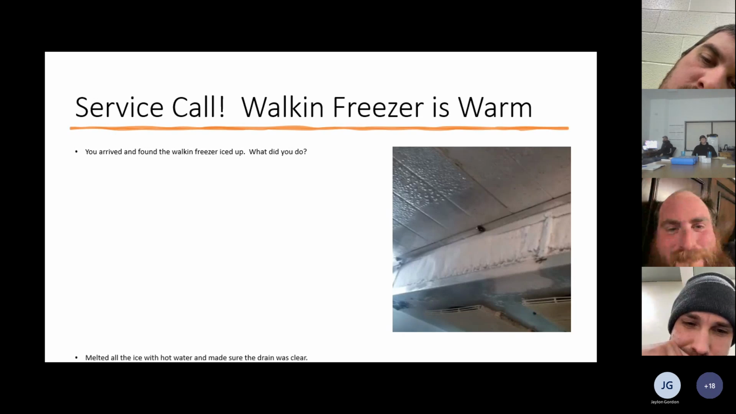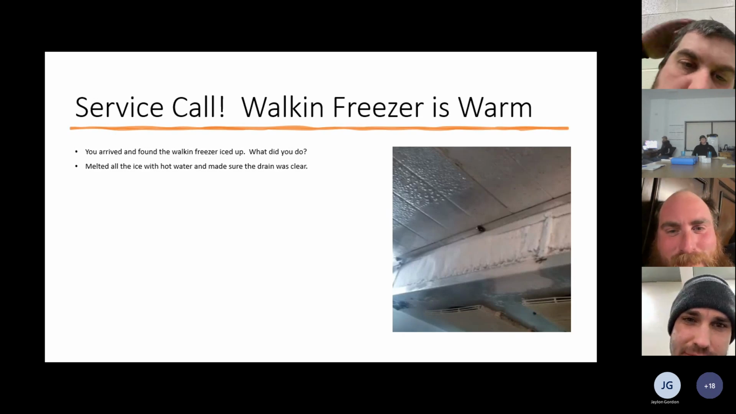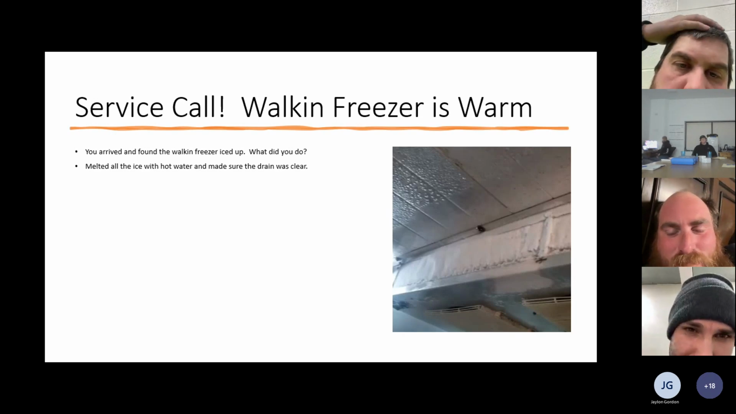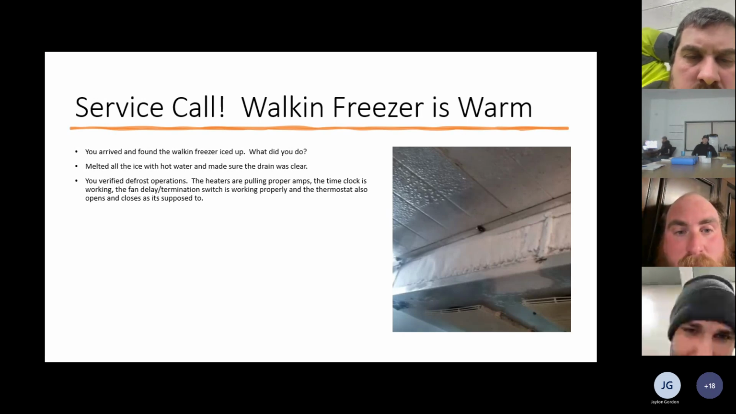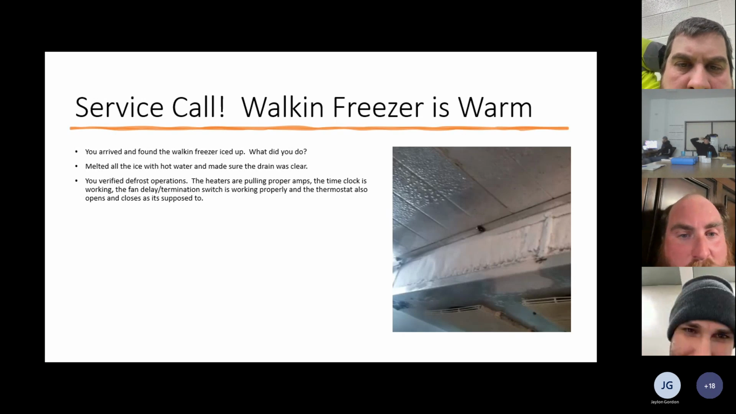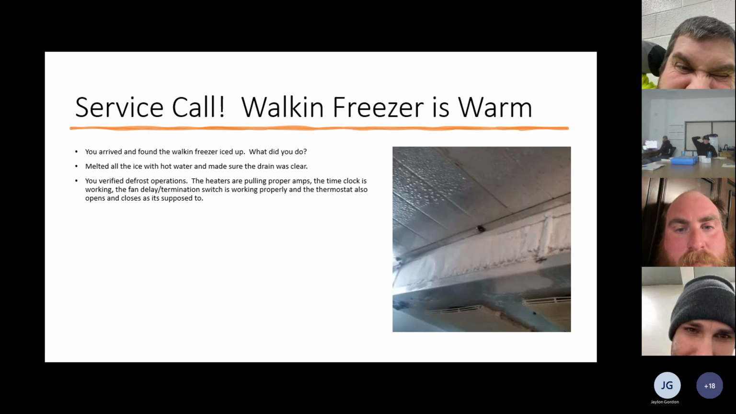What did you do? Well, you melted all the ice with hot water and you made sure the drain was clear. Then you verified defrost operation. Your heaters are pulling the proper amps. My back hurts. Get off my back. Fan delays, termination is working. It also opens and closes as supposed to. Why are you back? You did what all of us do. All the basics.